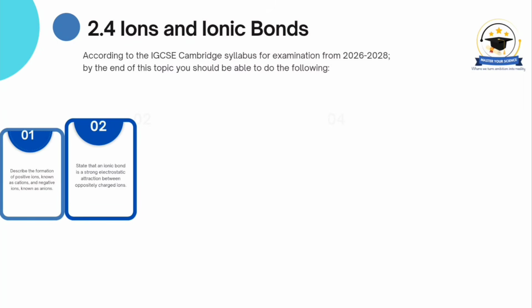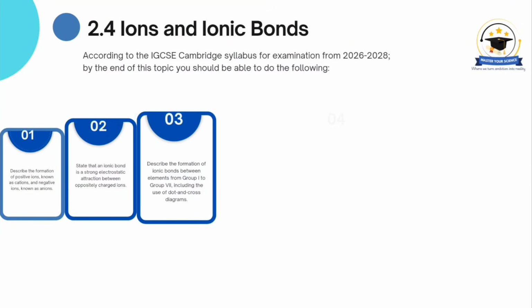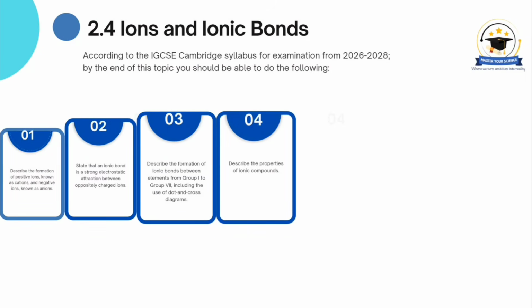Number 2, state that an ionic bond is a strong electrostatic attraction between oppositely charged ions. Number 3, describe the formation of ionic bonds between elements from group 1 to group 7, including the use of dot and cross diagrams. Number 4, describe the properties of ionic compounds.